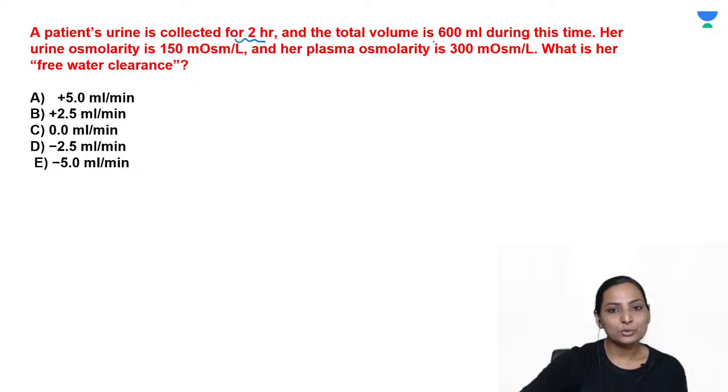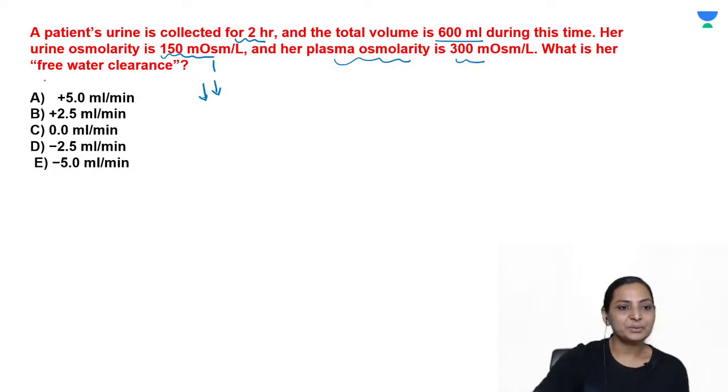The total volume is 600 ml during this time. So in the 2-hour sample, it was 600 ml. The urine osmolarity is 150. That means definitely it is a reduced osmolarity. The plasma osmolarity is 300. What is the free water clearance of this patient?